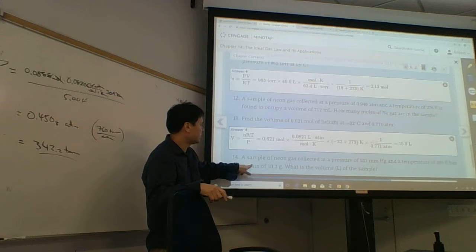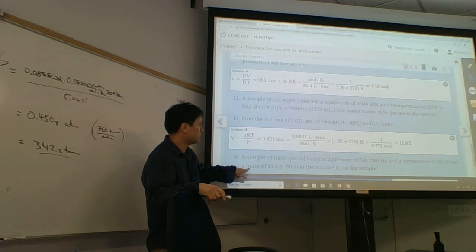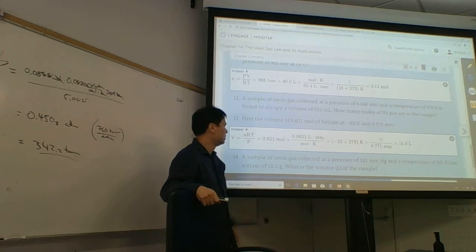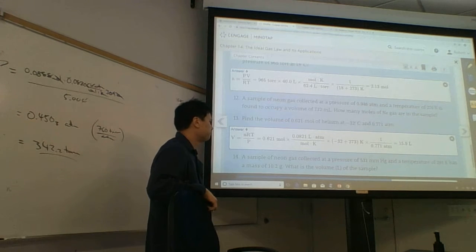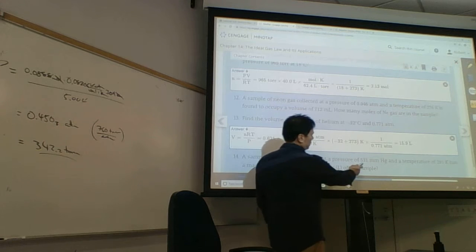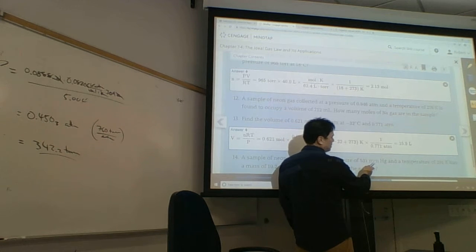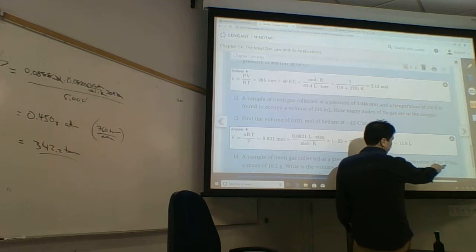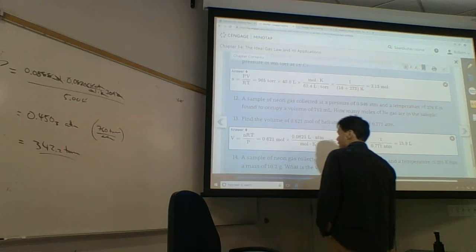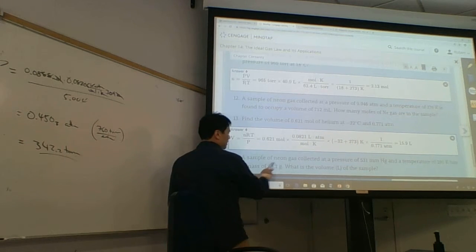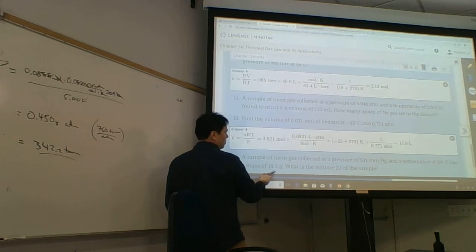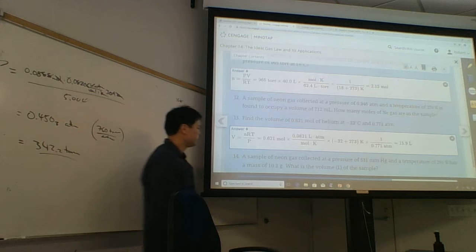A sample of neon gas collected at a pressure of 531 millimeters of mercury and a temperature of 291 Kelvin has a mass of 10.2 grams. What is the volume of the sample? Here we have the pressure in millimeters of mercury. We need to convert that to atmospheres. The temperature we don't need to change, it's already in Kelvin. The amount of neon is in grams. We don't put grams in here, we put moles. So we're going to have to do a gram to mole conversion using the molar mass of neon, and we can get the moles.